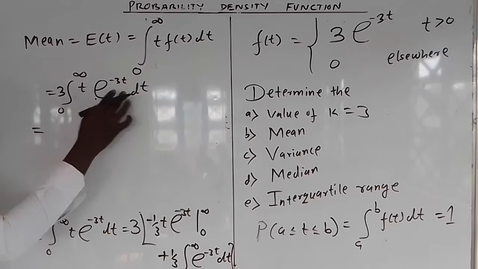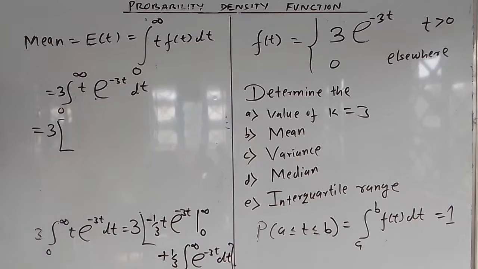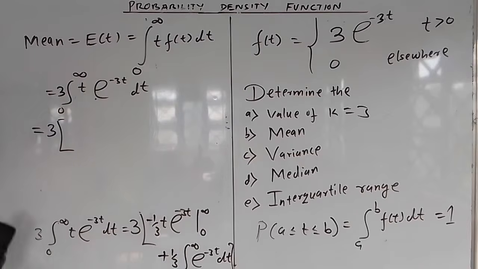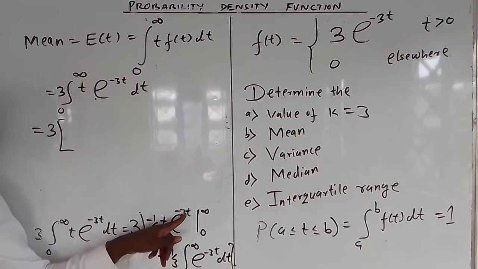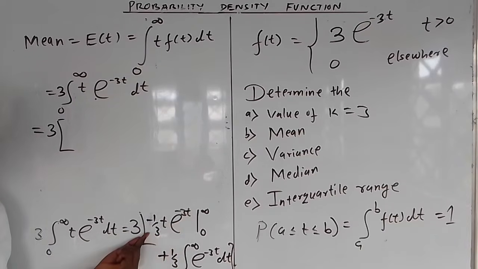Take the 3 outside, then substitute the limits. When t is infinity, the whole of this thing will go to 0, isn't it? Yes. See, when you substitute infinity, exponential negative infinity will be 0. So 0 times all this will be 0.